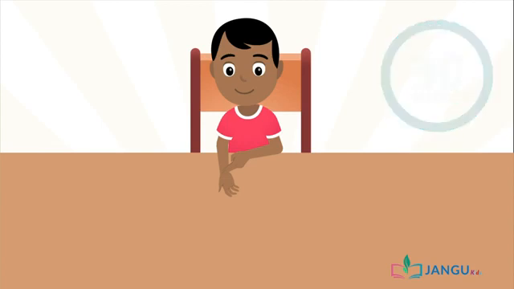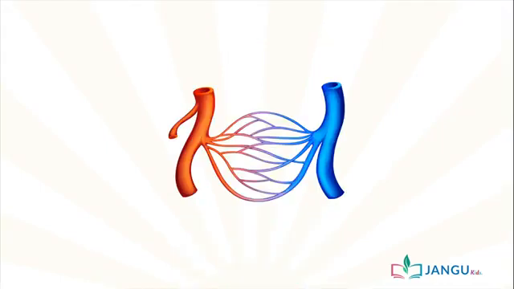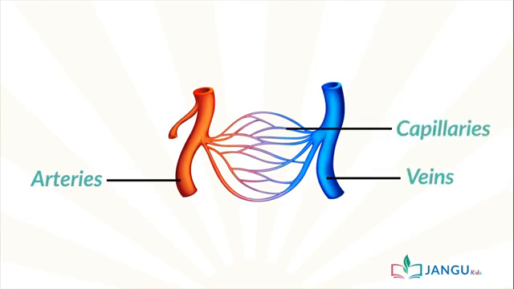Write it down. Blood vessels are made up of tubes through which blood moves around the body. There are 3 kinds of blood vessels in the human body. They are arteries, veins, and capillaries. Arteries carry blood away from the heart. The blood carried by the artery is rich in oxygen.